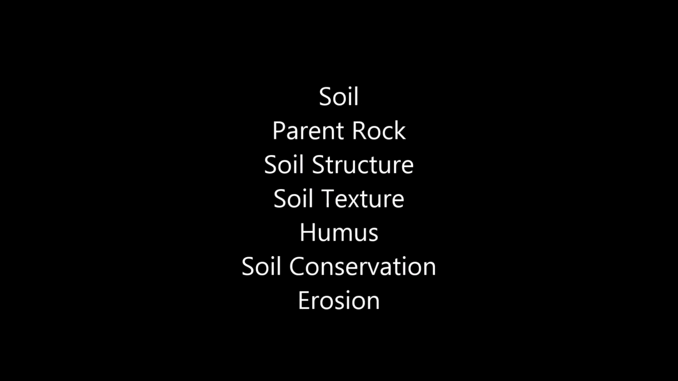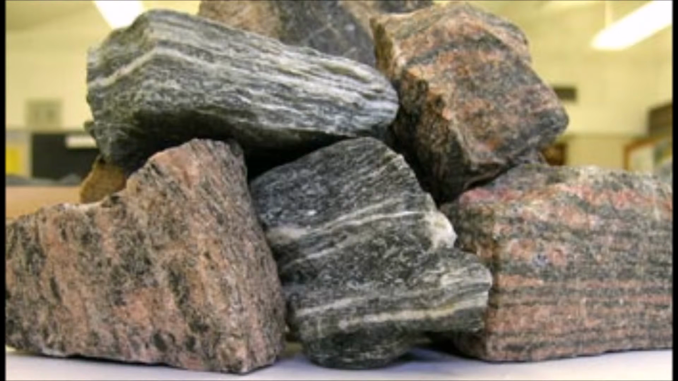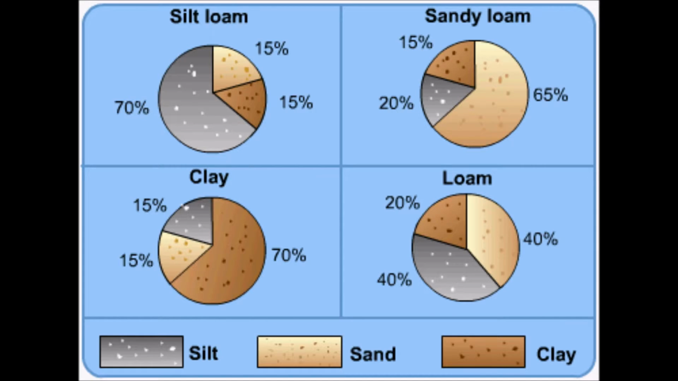But before we go any farther, here are a few terms that we should look at: soil, parent rock, bedrock, soil structure, soil texture, humus, soil conservation, and erosion. So, soil is the dirt, but there are many kinds of dirt that we will look at. Parent rock is the solid rock that used to be rock and now is soil. It gave birth to the soil. The type of rock that produces the soil determines the texture of the soil.